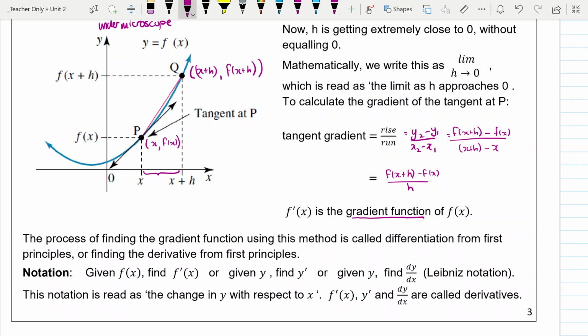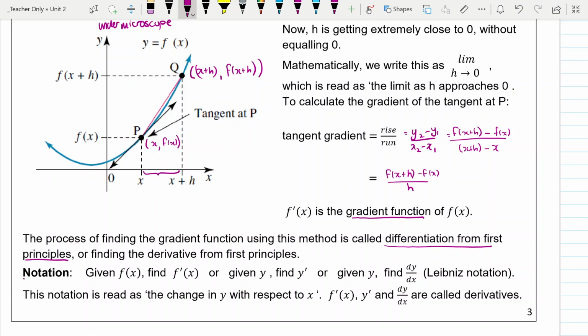This process of finding the gradient function using this method is called differentiation from first principles. Those are the key words to look for when you read an exam or any question that's asking you. If they're asking you from first principles, you are expected to go through this process, or finding the derivative from first principles.